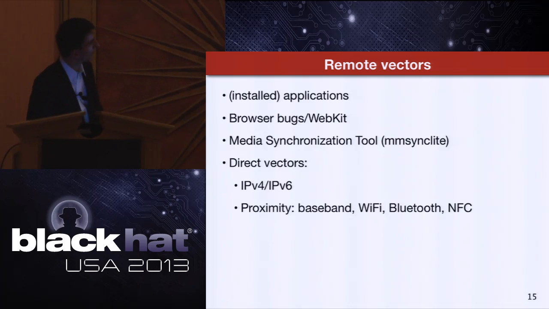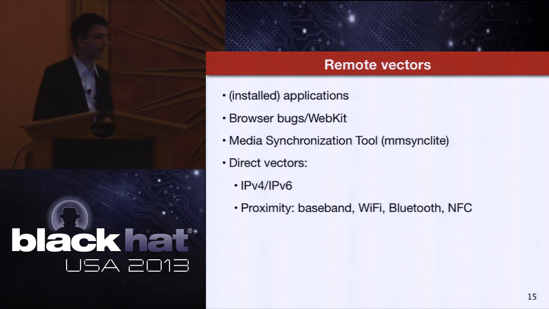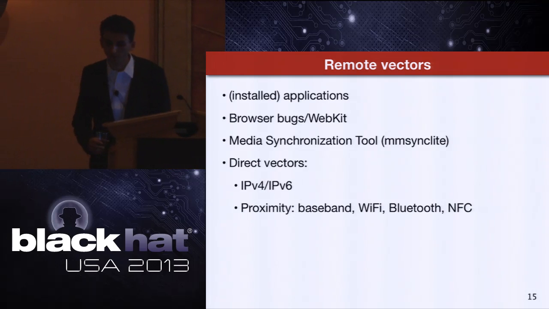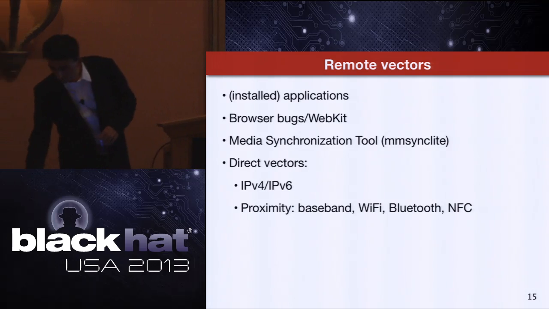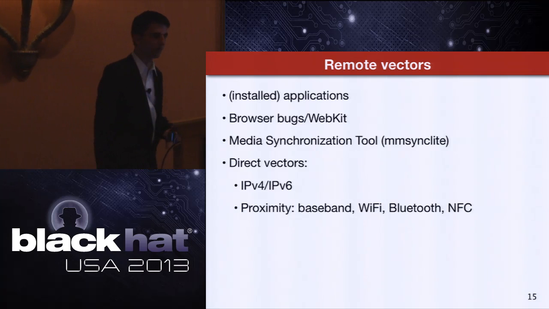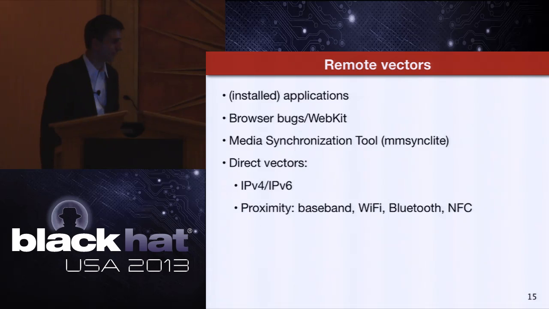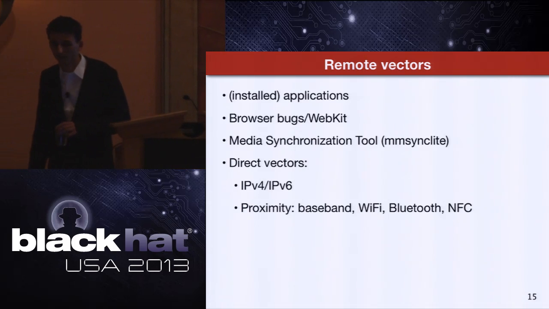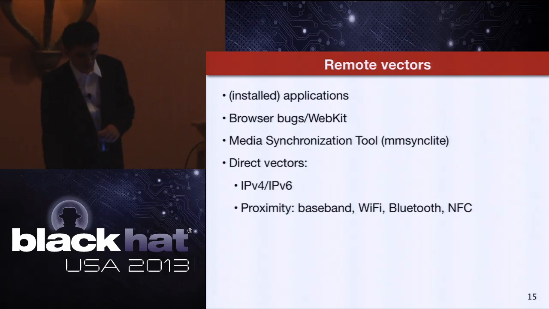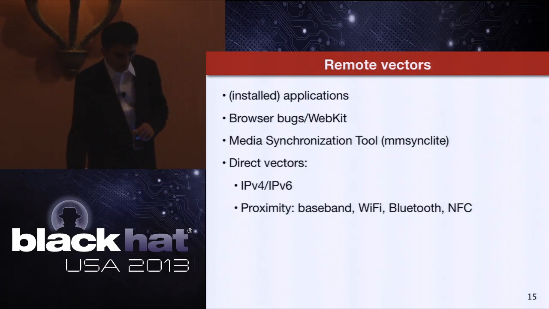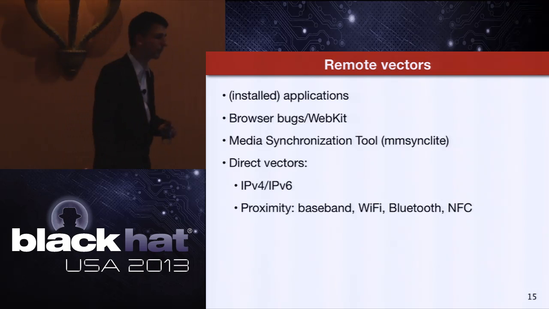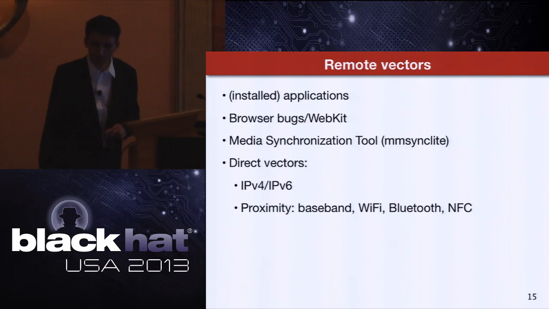That's another vector, and of course there are the direct vectors, IP version 4, and I was actually surprised that it also supports IPv6. Proximity-based, you of course have the cellular baseband, the Wi-Fi processors in the Wi-Fi firmware, Bluetooth, and NFC as vectors.